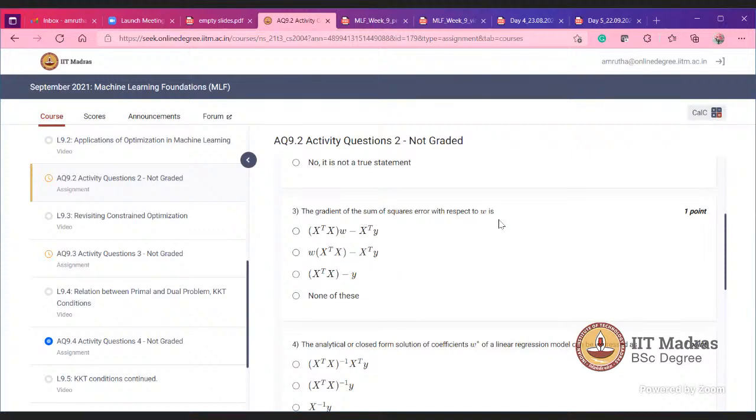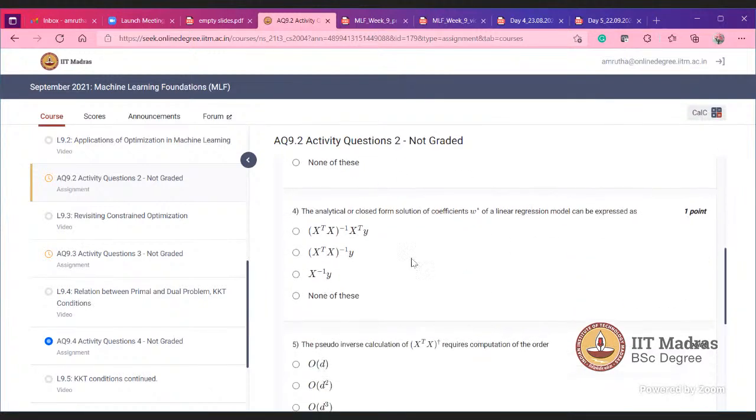And the gradient of the sum of the squares, which equation is it, A, B, or C? Sorry, I had to look at the notes actually. It's a conceptual thing, but I think I've written it in the notes. It is X transpose X into W minus X transpose Y. The first one is the correct answer.